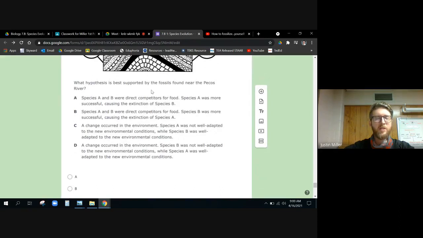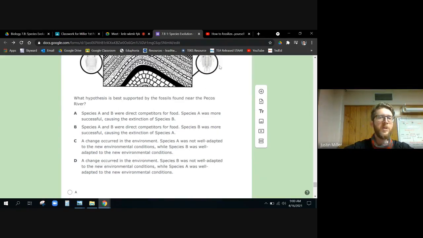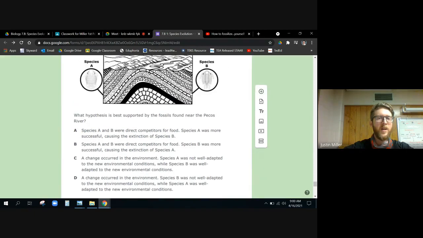What does this tell us? It probably tells us that the environment changed and species A was better suited for it. That's why species B died out here. And later on, you still find species A after that. Some change happened. A was better suited and it lived longer, and that's why you see it there.